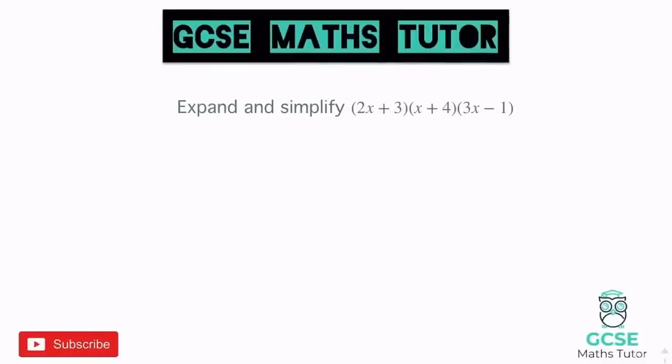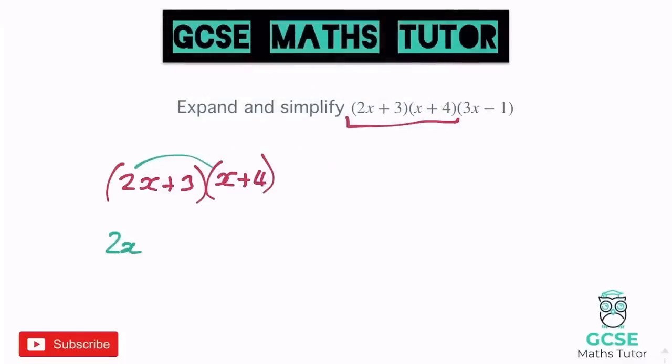Now you can expand any two that you want to start with. I'm just going to go for the first two. So if we expand those to start with, let's have a look at what we get. So 2x plus 3 multiplied by x plus 4. Now if we expand that out, just following normal expansion rules, we get 2x squared plus 8x plus 3x plus 12 on that last bit there.